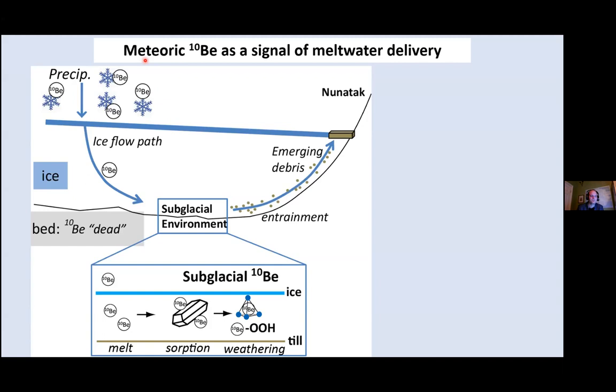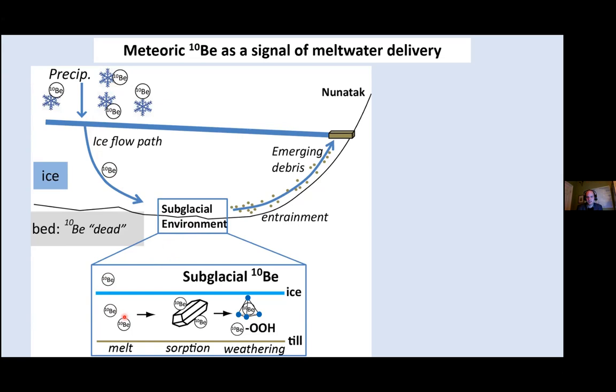And when we get this meteoric 10Be above Antarctica, it falls out with snow and is advected as ice down into the subglacial environment. Once it melts out in the subglacial environment, beryllium has a property that it loves to sorb to the surface of solids.